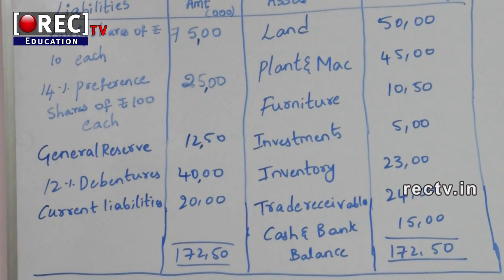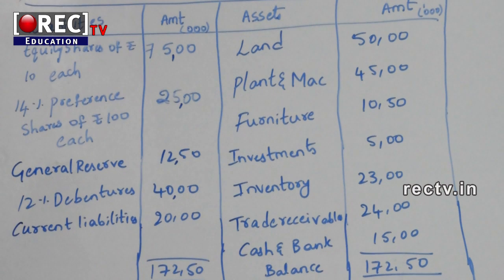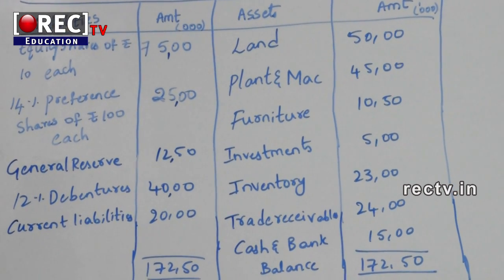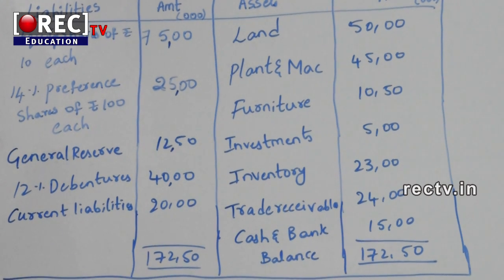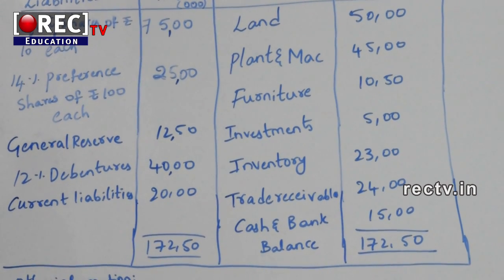Now when we look at the asset side of this balance sheet, they have land, 50 lakhs, plant and machinery 45 lakhs, furniture 10 lakhs 50,000, investment 5 lakhs, inventory 23 lakhs, trade receivable, that is debtors, 24 lakhs, and this company has cash and bank balances of 15 lakhs.